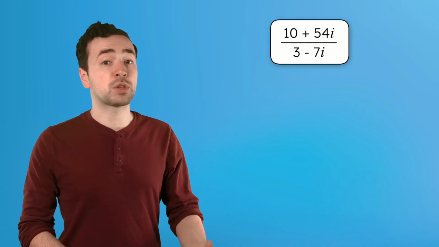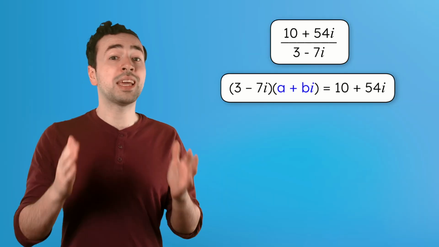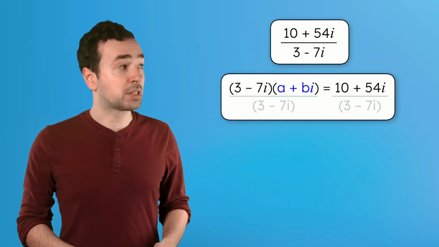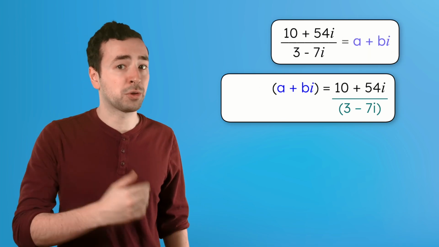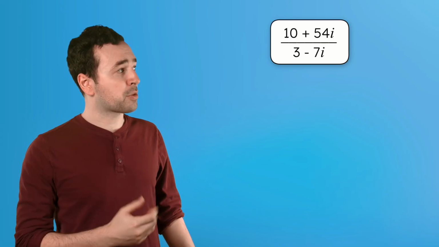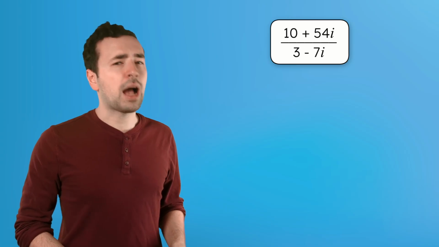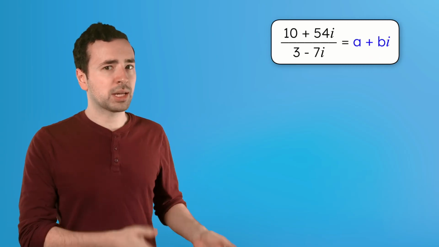Division is the inverse operation of multiplication, and we know that multiplying complex numbers produces a single complex number. This also means that dividing complex numbers will also result in a single complex number. Right now, 10 plus 54i divided by 3 minus 7i is written as a fraction of two complex numbers. So how can we simplify this into a quotient that's a single complex number?